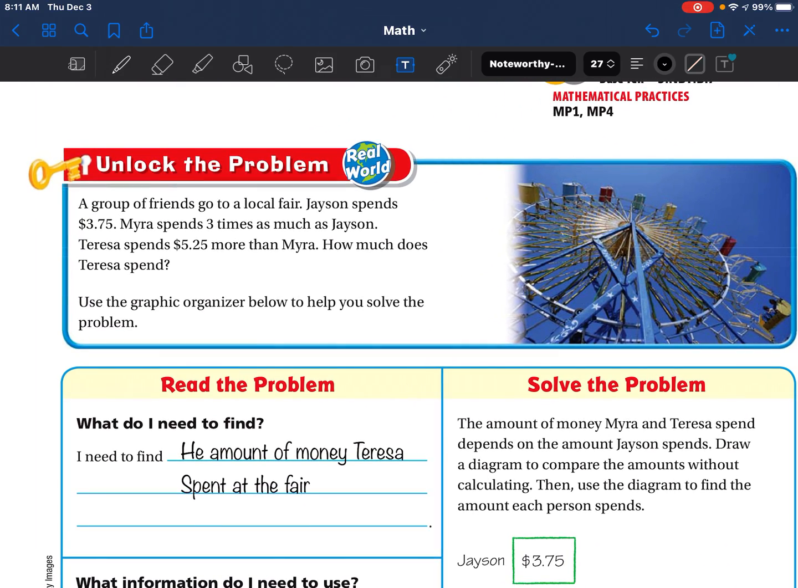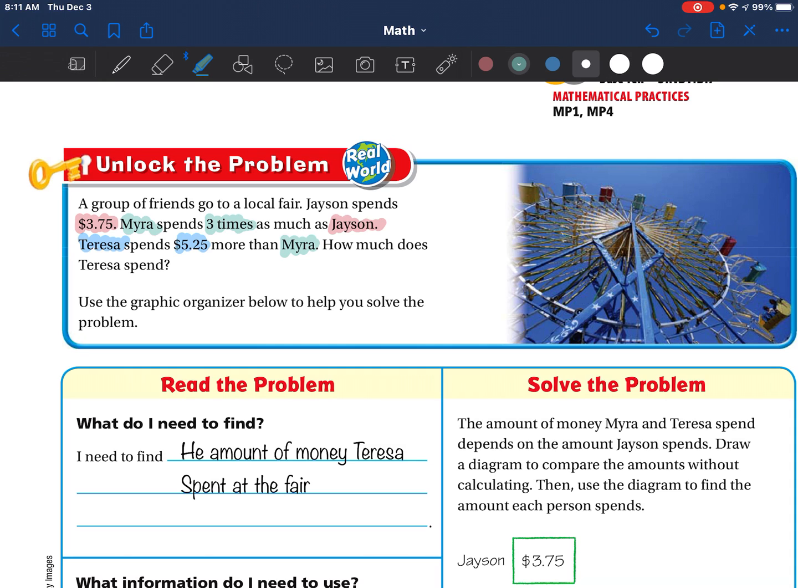A group of friends go to a local fair. Jason spends $3.75. Myra spends 3 times as much as Jason. And Teresa spends $5.25 more than Myra. How much does Teresa spend? Use the graphic organizer below to help you solve the problem.